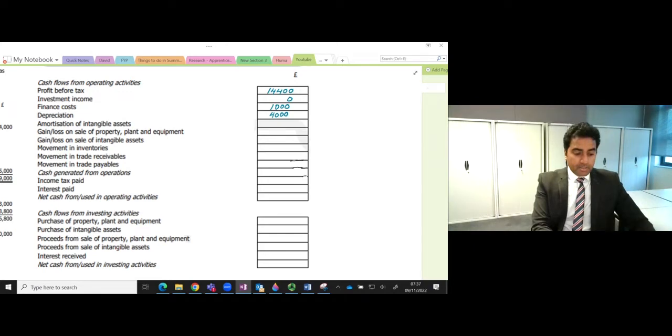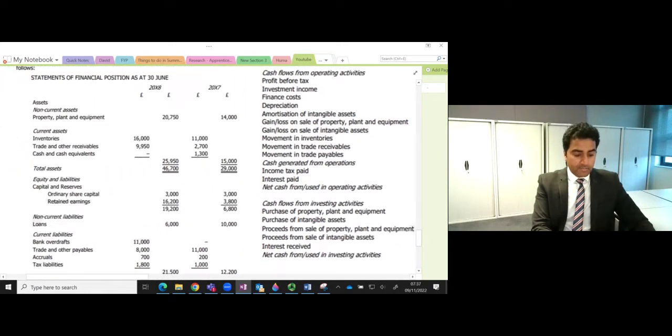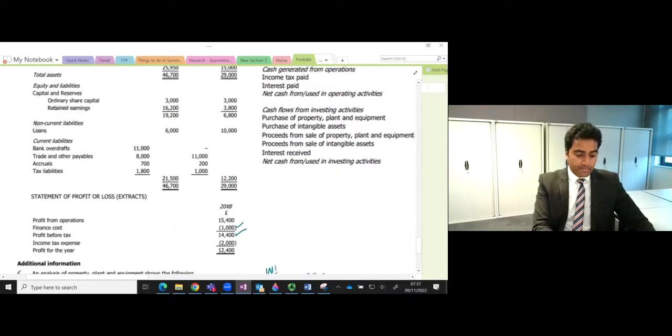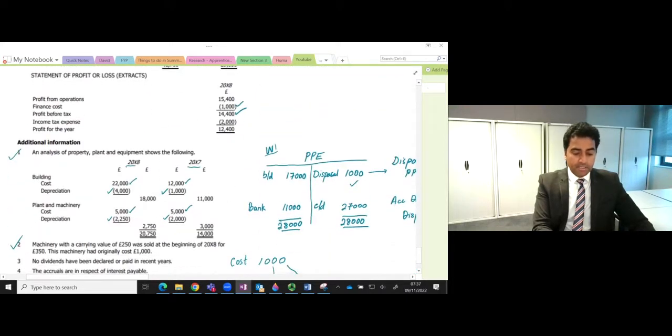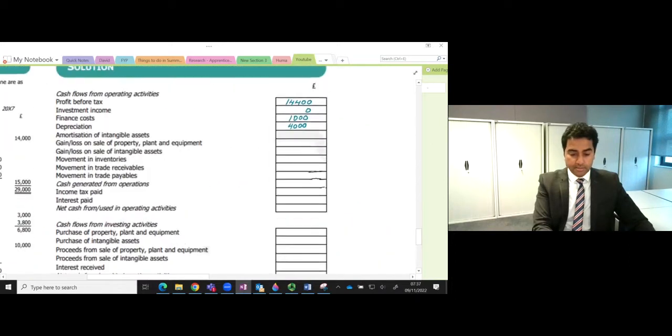Next is the amortization of intangible asset. There is no intangible asset in this question. There is no information about the intangible asset. Therefore, I'm going to record it as 0.